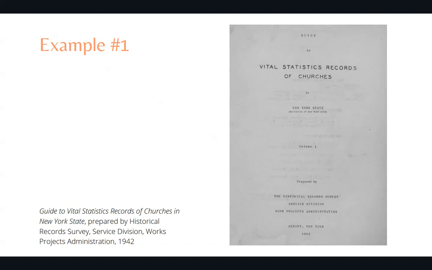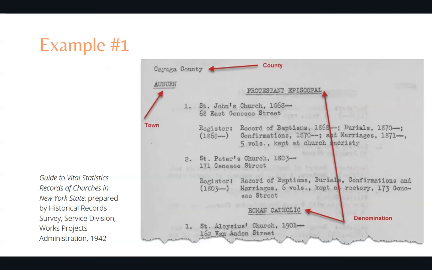This first one is the Guide to Vital Statistics Records of Churches in New York State. It is organized by county, then by town, then by denomination. Each entry includes when the church was established and when it ceased operation, if applicable. There is also a listing of the vital type records such as baptisms, marriages, and deaths or burials that were available at the time the inventory was conducted.